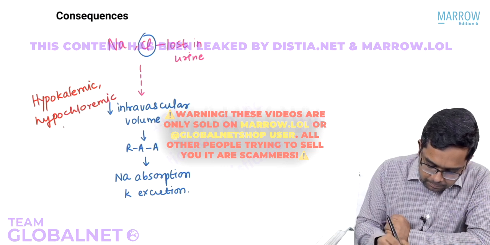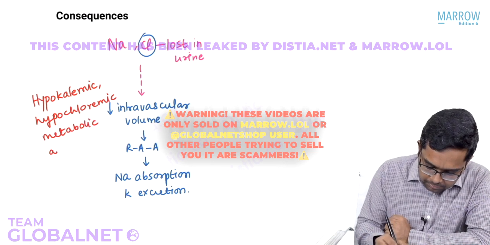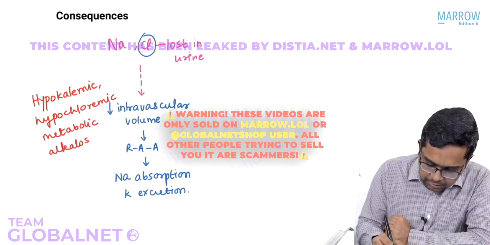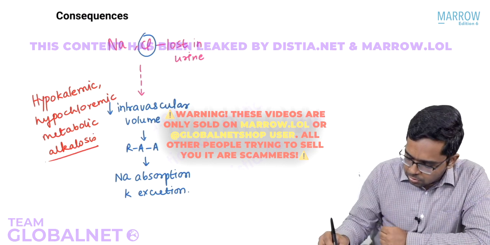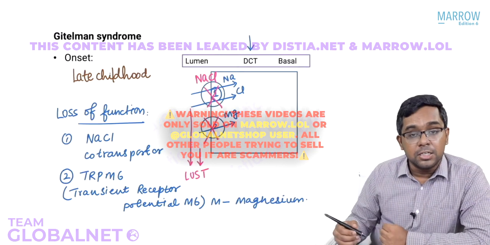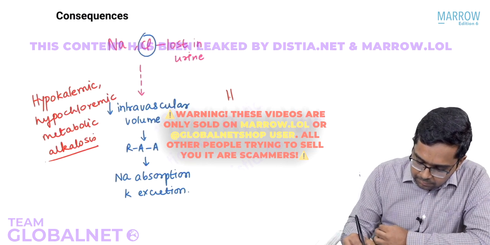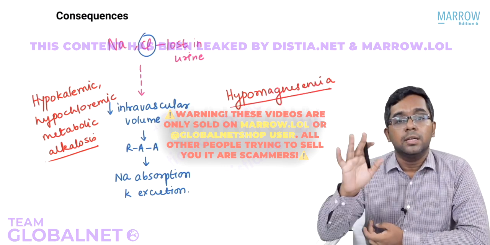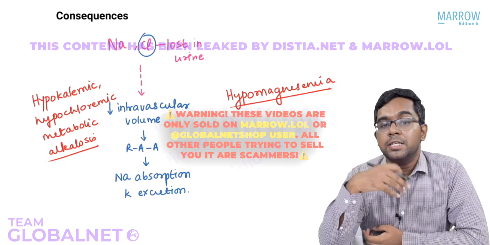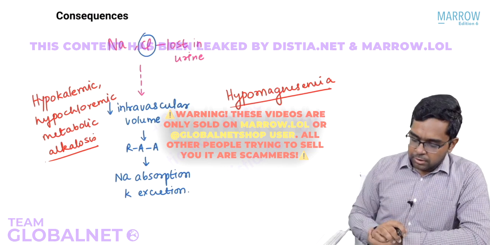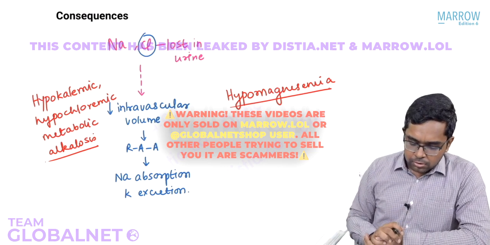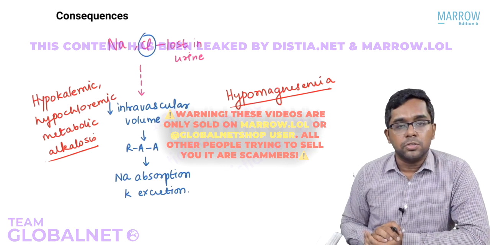What is the other problem? The other problem is that I told you that TRPM6 is not working. So, there is loss of magnesium in the urine. So, there is hypomagnesemia. This is supposed to be one of the differentiating features in case of Gitelman syndrome. Hypomagnesemia I did not mention in Bartter syndrome, right? So that you need to recollect. These are the features of Gitelman syndrome which you need to remember.